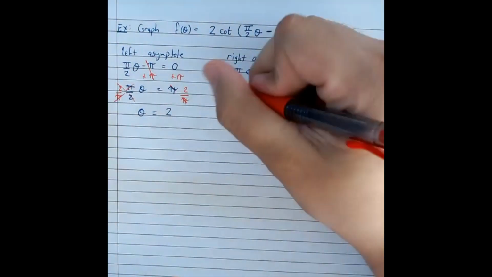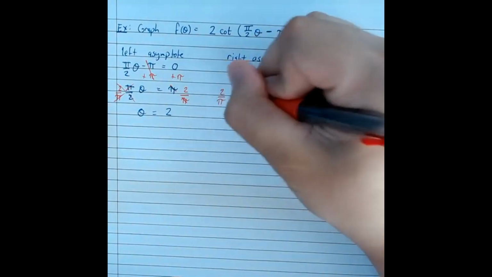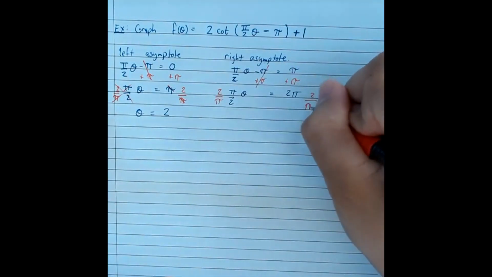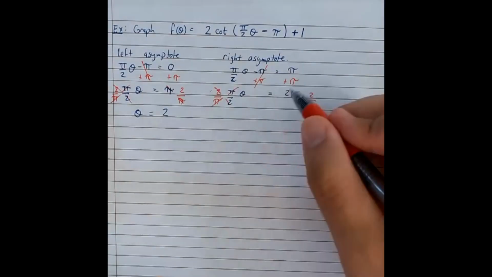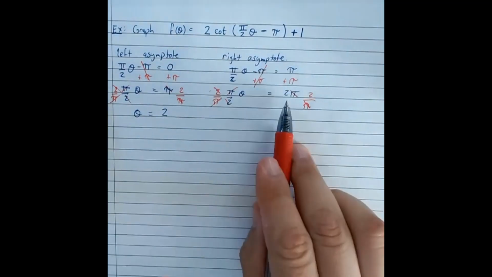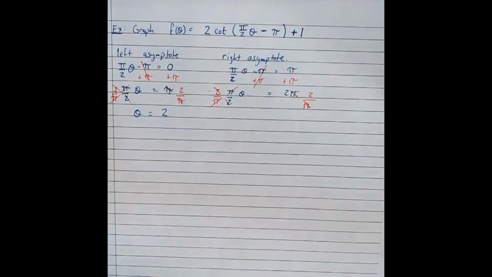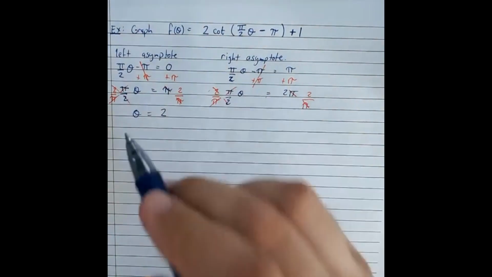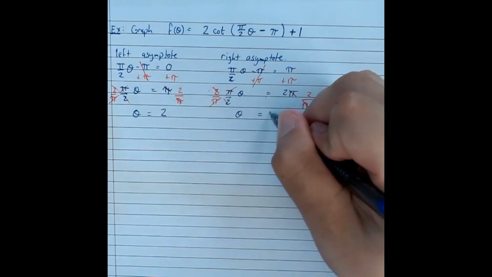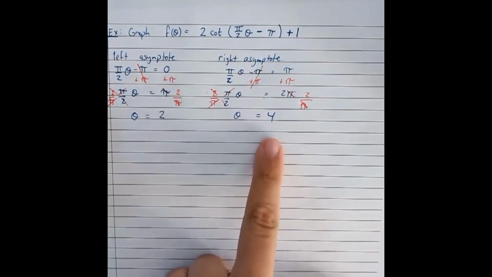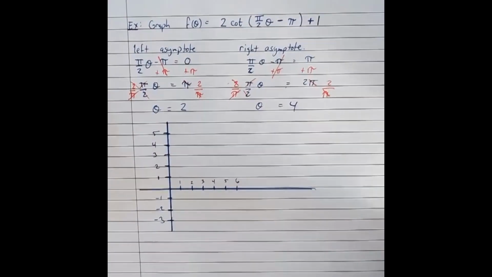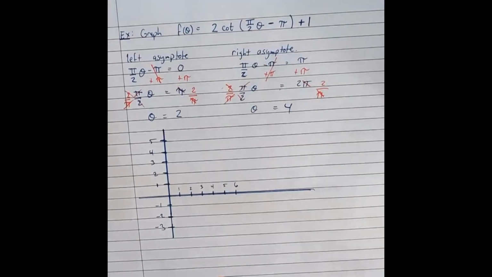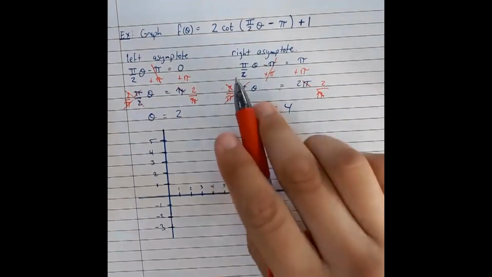So pi over 2 times theta equals 2 pi. And now we can go ahead and multiply both sides by 2 over pi. And again, that's so that 2 divides 2 and pi divides pi. Here, pi divides pi as well, but these don't divide out. 2 times 2 is going to give us theta equals 4. And this is our new set of asymptotes. All right, so let's go ahead and place these on the graph and see what happens to our cotangent function.